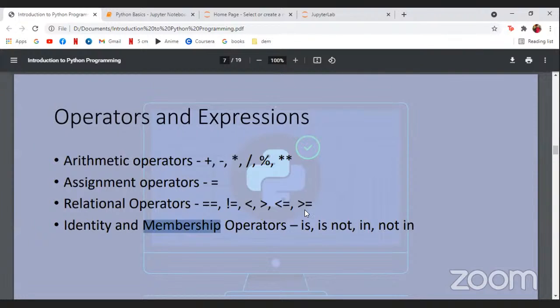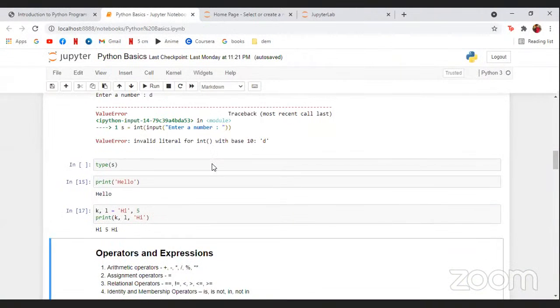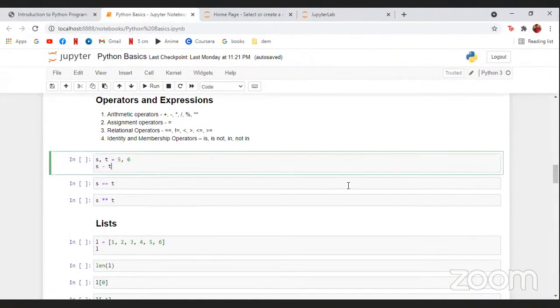For example, if I have a list of numbers from 1 to 5, I can check, I would say, if 4 in list, and that would give me true. But if I said if 6 in list, then it would say false. So those are membership operators, which check membership of any variable in something.